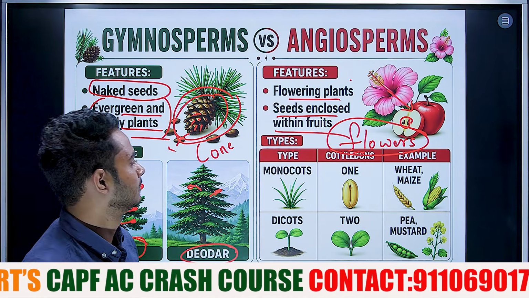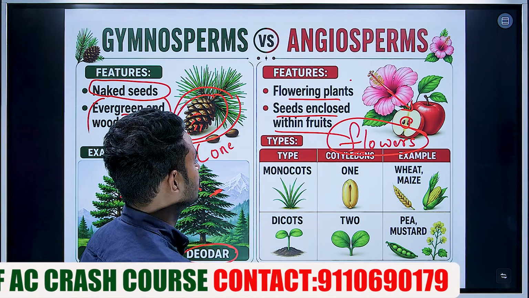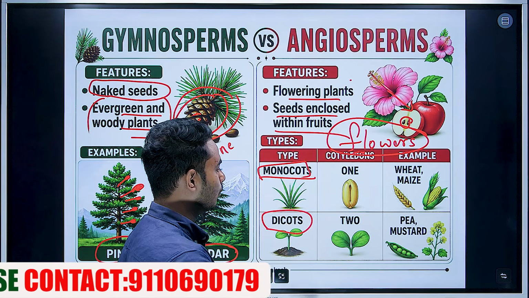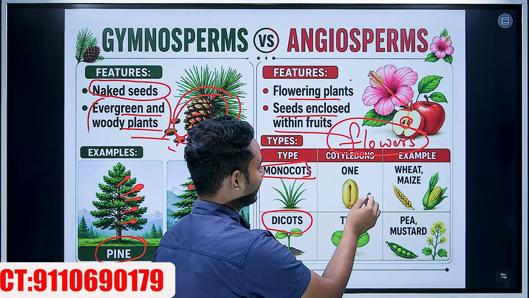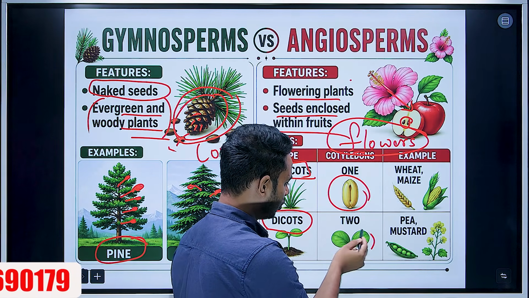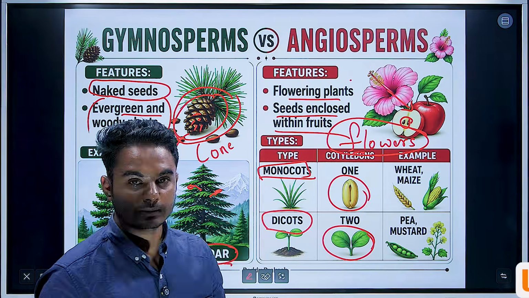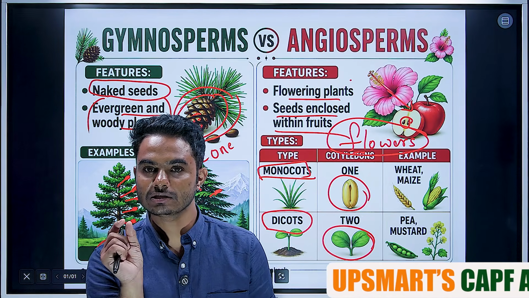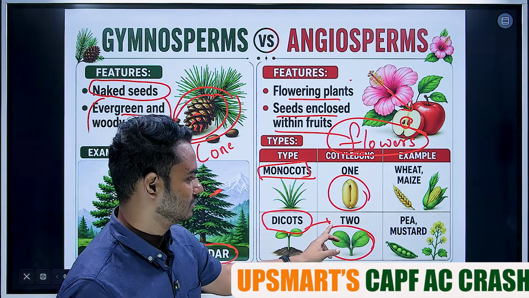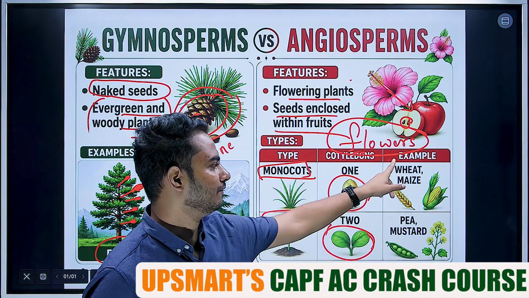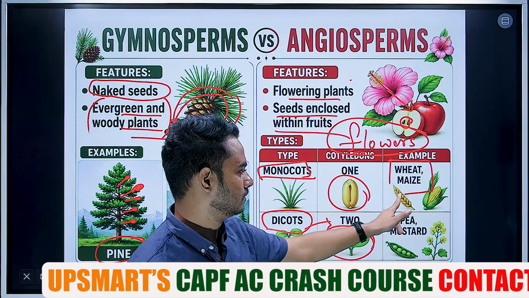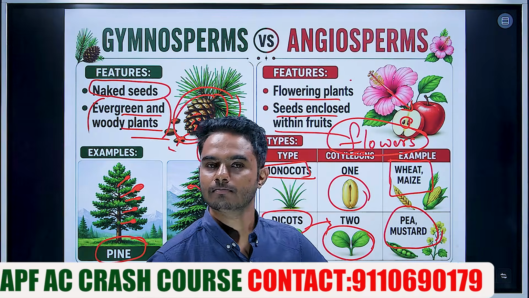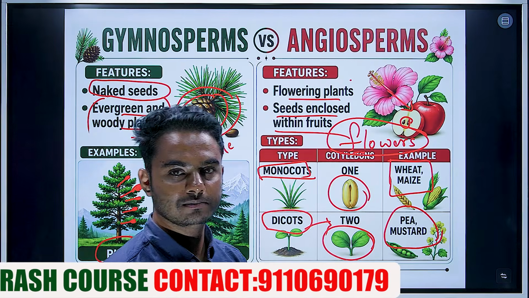Here it is naked. Types of angiosperms are monocotyledons and dicotyledons. These are important. Monocotyledons means only one cotyledon. Di means two cotyledons. Cotyledon means the seed. If the seed seems like one single structure, it is monocot. If it seems like two structures, then it is called dicotyledons. Examples of monocots are wheat and maize. Easy. Dicotyledons are pea and mustard.